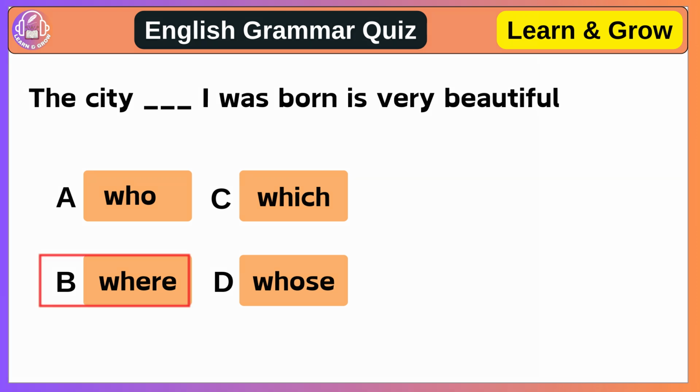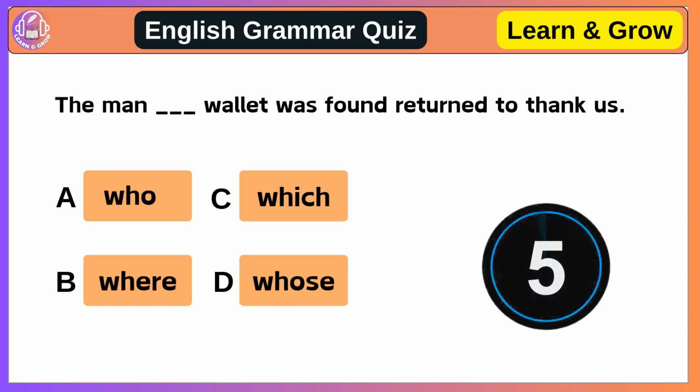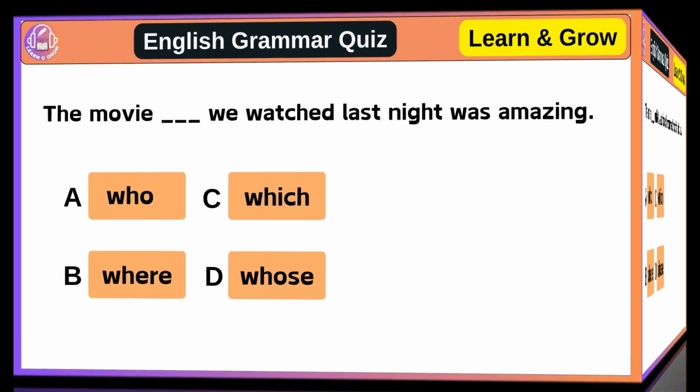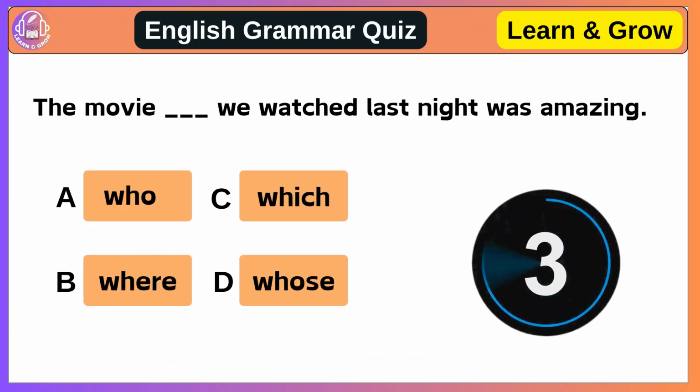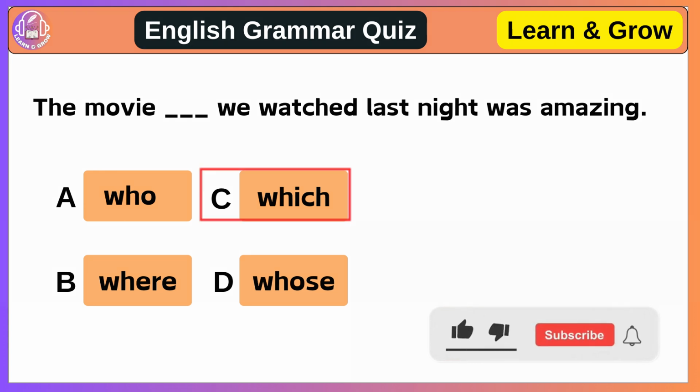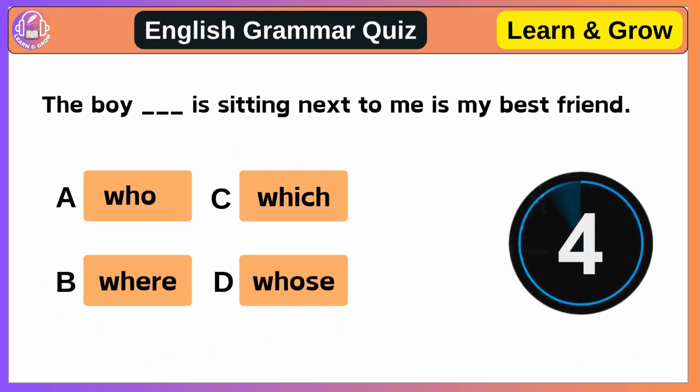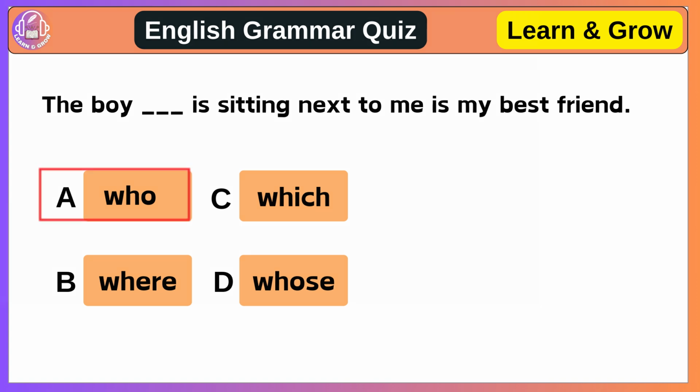Option B. Where? The city where I was born is very beautiful. Option D. Whose? The man whose wallet was found returned to thank us. Option C. Which? The movie which we watched last night was amazing. Option A. Who? The boy who is sitting next to me is my best friend.